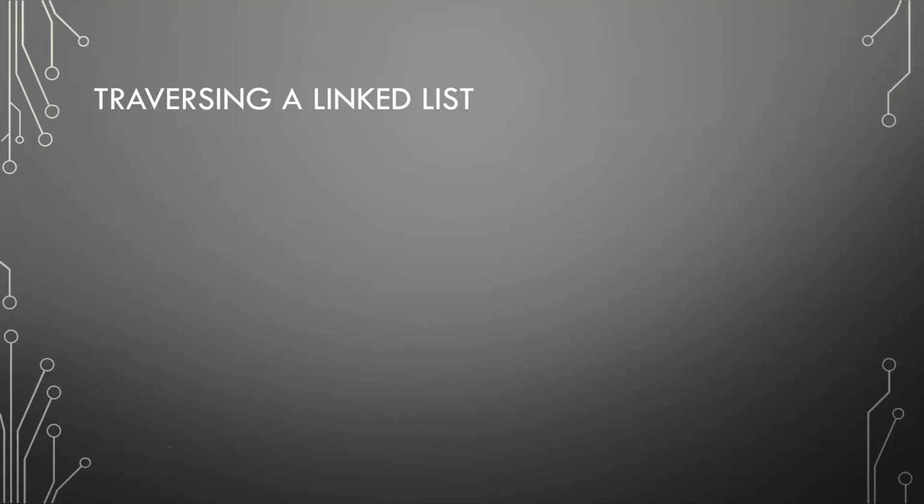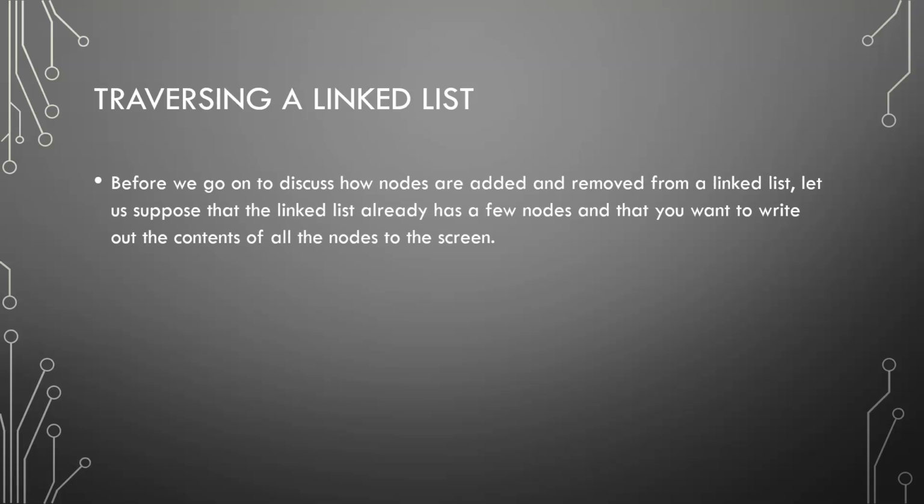Now let's say we want to get into traversing that linked list. So we made the list. What can we do with it? Let's try going through it. Before we discuss how we can add and remove things from the list, we first have to say, hey, we have a list, we created it. How do we get values from it, for example? We want to write out the contents of all the nodes to the screen.